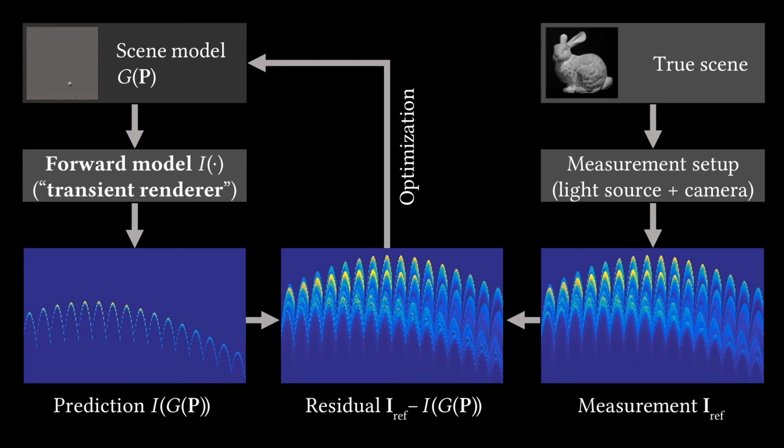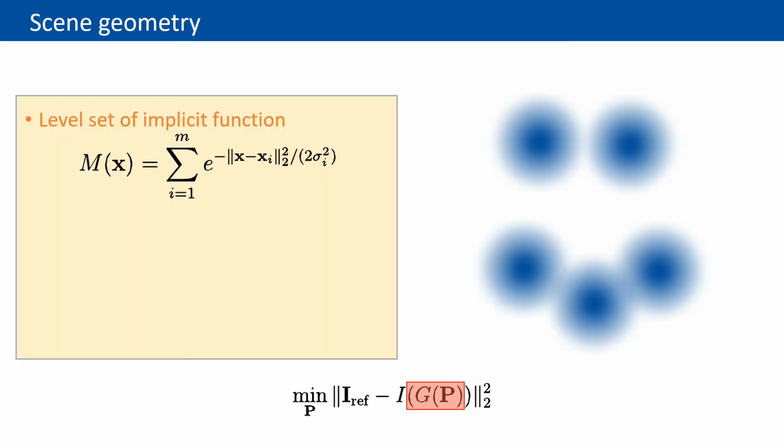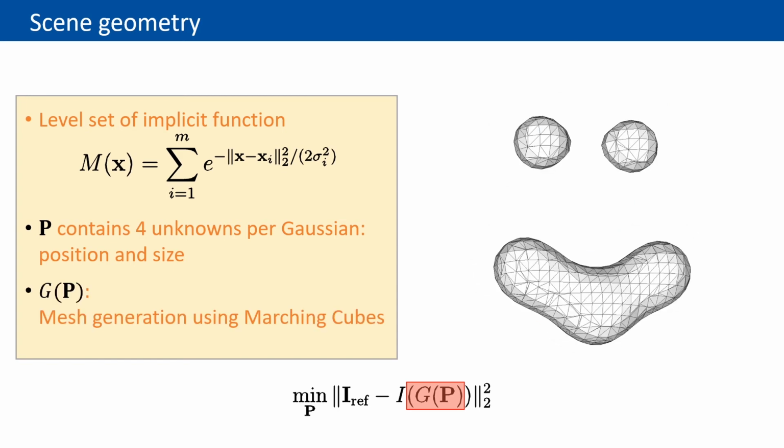How do we represent our scene? Our goal here is to find a parameterization that is low-dimensional and also produces well-behaved gradients when fed into the forward model. Inspired by ideas from point cloud reconstruction, we modeled the scene as the level set of an implicit function. Our parameter vector p describes a list of Gaussian blobs. Through most of our experiments, we used isotropic Gaussians, but other functions work as well. This way, we are able to reduce the number of unknowns from thousands or millions for a full mesh or volume to 4 variables per blob. We need 3 unknowns for the position and 1 for the variance. From this sum of Gaussians, we generate a triangle mesh using the marching cubes algorithm.